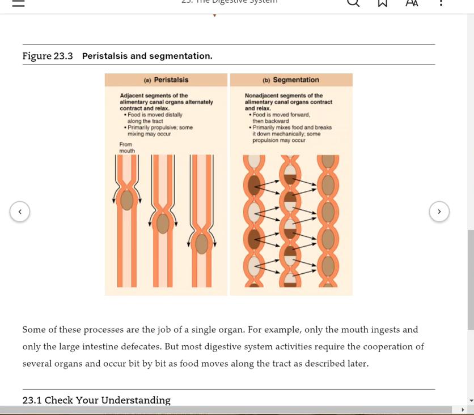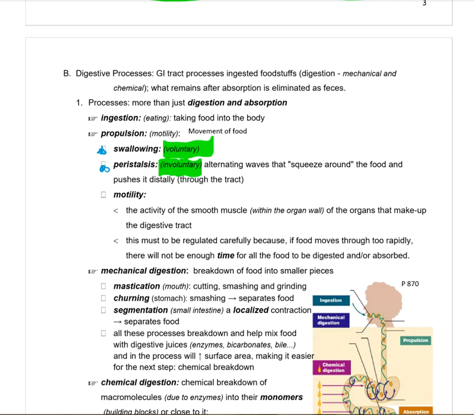That's peristalsis, okay? Now it's involuntary in that it just happens because there's food there and then the smooth muscle reacts by contracting around it.